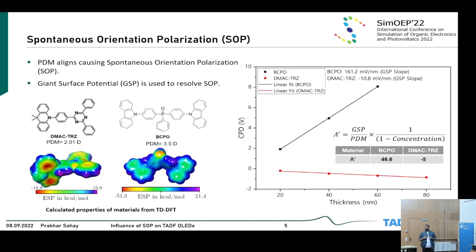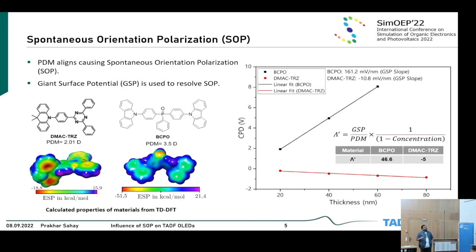So the alignment of the permanent dipole moments, which is the PDM, in a material causes spontaneous orientation polarization, or SOP. And the term giant surface potential, or GSP, is used to resolve the SOP. So here we have two materials. On the left, we have DMAC-TRZ, which is a commonly used TADF emitter, as we just saw in Andy's talk. And on the right-hand side, we have BCPO. It is a polar host material, which is commonly used for TADF OLEDs.